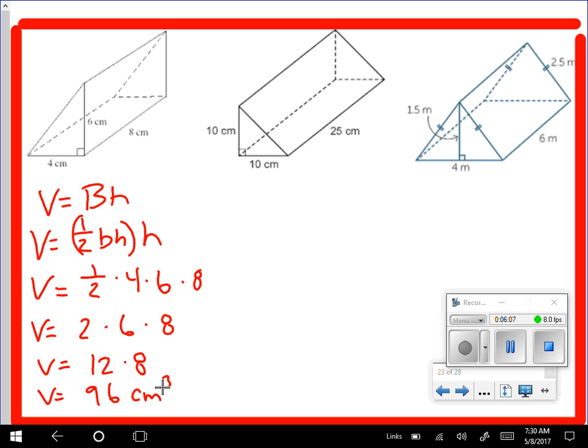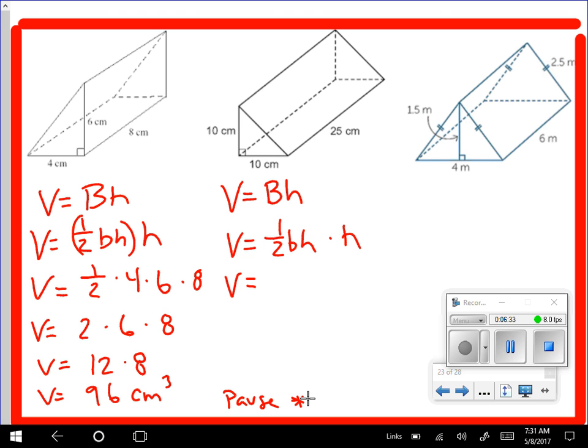Hopefully you took a moment to write that down with me. Let's go ahead and start this one. Volume equals the area of the base times the height. So we're looking for 1/2 base times height times the height. Realize the difference, okay? We have 2 heights, but one's the height of the triangle, one's the height of the prism. Pause right here. Try to finish it out. When you're done, you can push play and then you can see if you did it correctly.